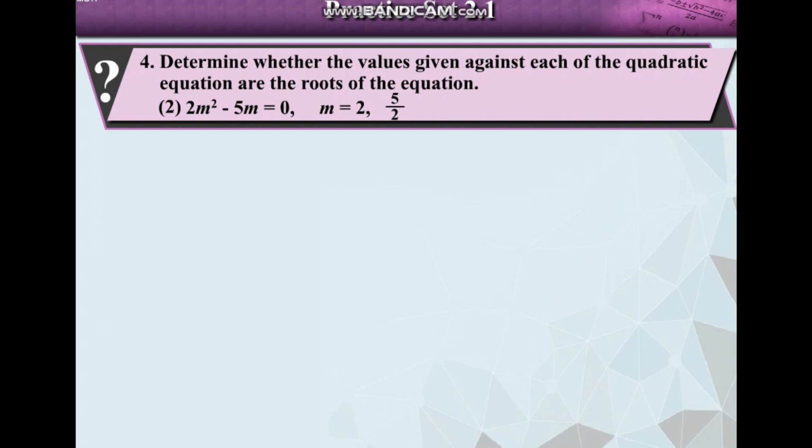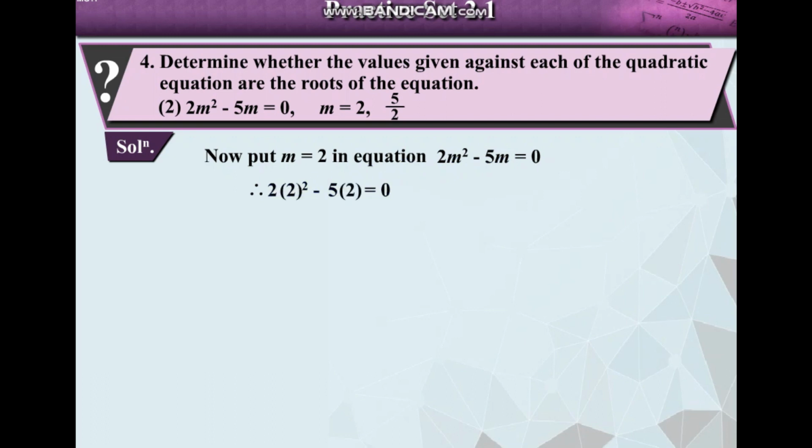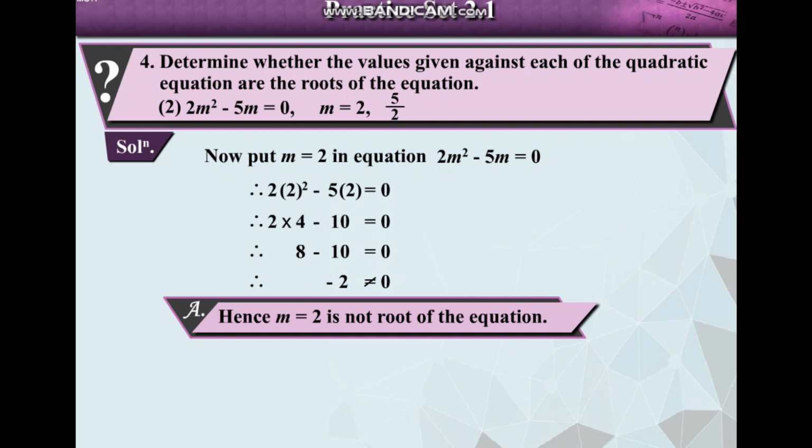Two. 2m square minus 5m is equal to 0; m is equal to 2, 5 upon 2. Solution: now put m is equal to 2 in the equation 2m square minus 5m is equal to 0. Therefore, 2 multiplied by 2 square minus 5 multiplied by 2 is equal to 0. Therefore, 2 multiplied by 4 minus 10 is equal to 0. Therefore, 8 minus 10 is equal to 0. Therefore, minus 2 is not equal to 0. Hence, m is equal to 2 is not a root of the equation.